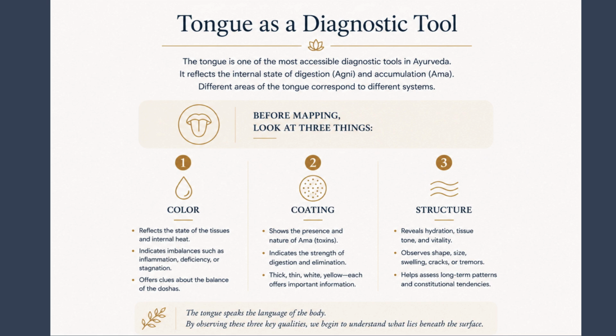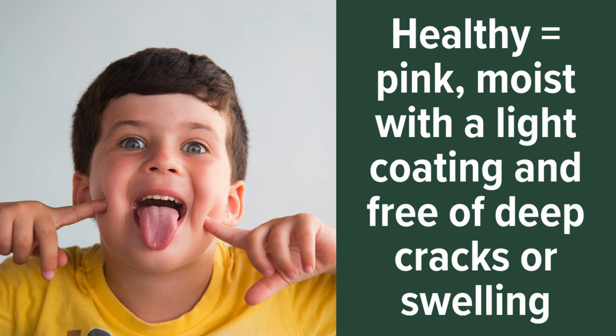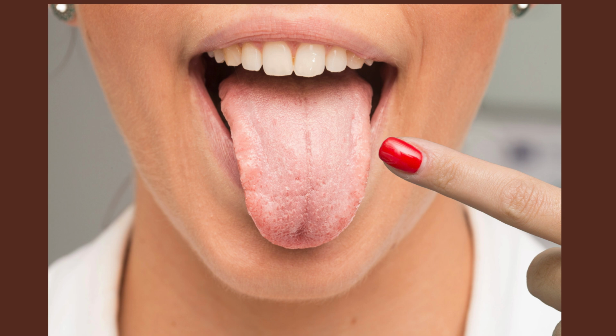A healthy tongue is relatively simple. It is pink, moist, with a light, thin coating, and free of deep cracks or swelling. Not to say that you won't have some of that, but it's nothing dramatic. And honestly, that's the point. When the system is functioning well, it does not present with excess. Remember, excess is ama. It is clear and unremarkable. If the tongue immediately draws your attention, that's information.